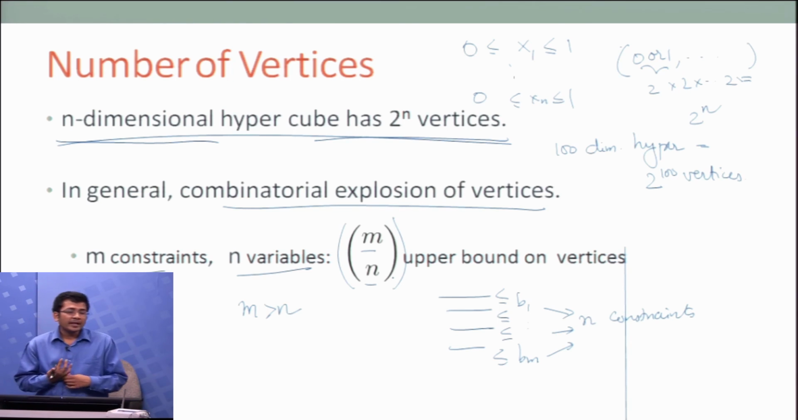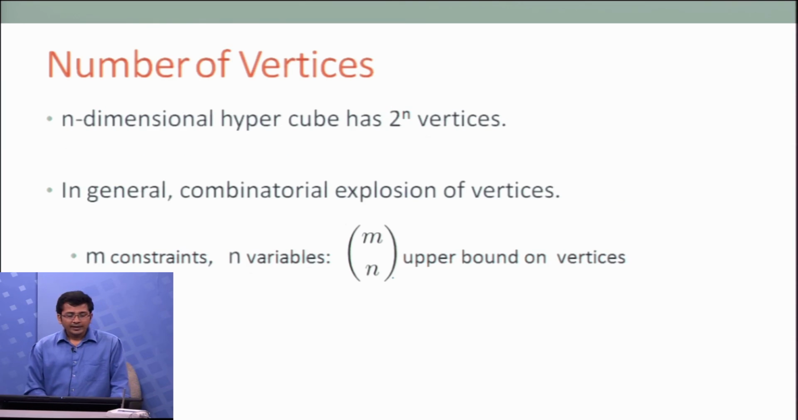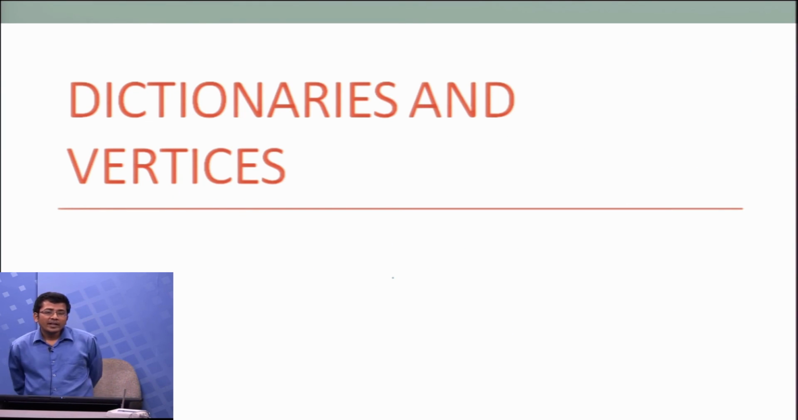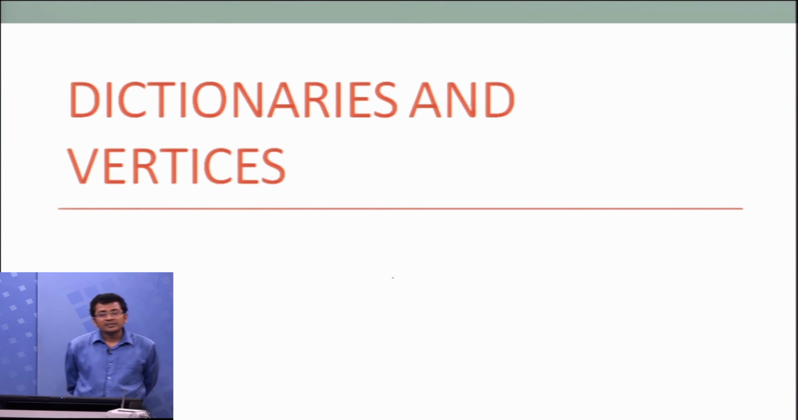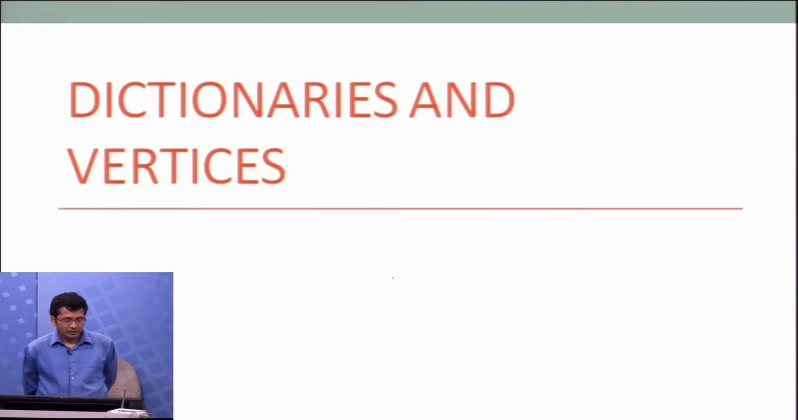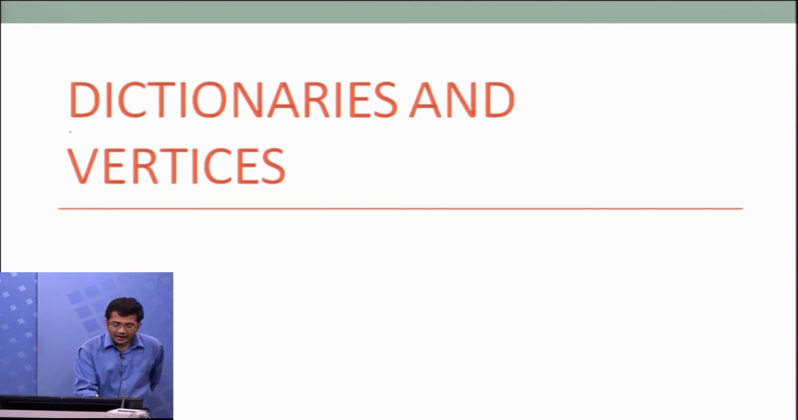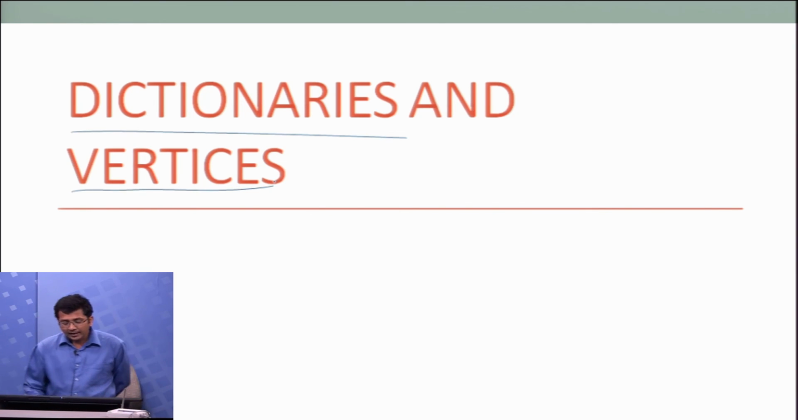And if you have been thinking about dictionaries, then it's very clear there is a correspondence between dictionaries and vertices. In fact, that's going to be something that we will study. So in the next video, we are going to study the correspondences that exist between dictionaries and vertices. We will see that dictionaries are actually representations of vertices, and there is a very natural correspondence between dictionaries and vertices that we will study just now.